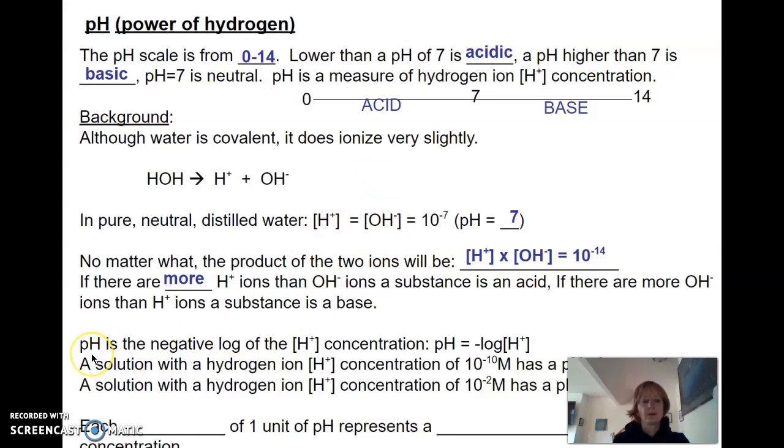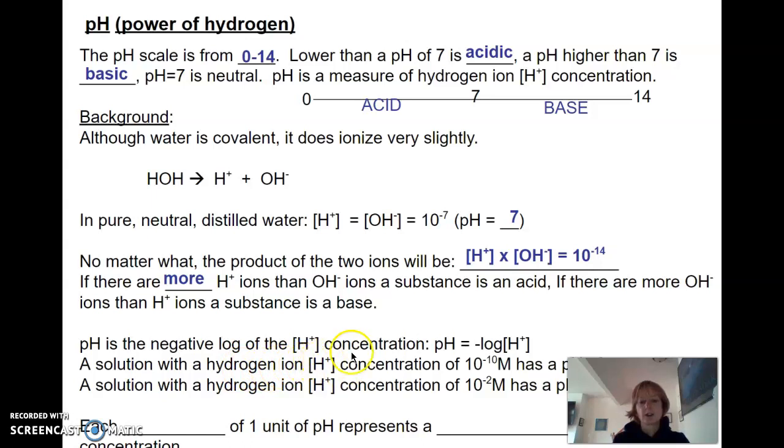Okay, so back to pH. Again, pH stands for power of hydrogen, and pH is the negative log of the H plus concentration. I'm going to do another screencast with my graphing calculator to give you more background on it. So for example, the equation right here is pH is minus log H plus.